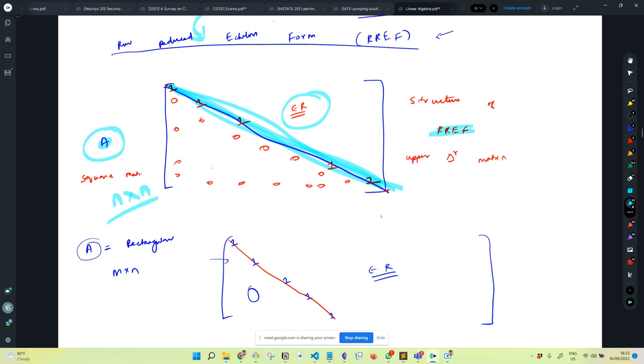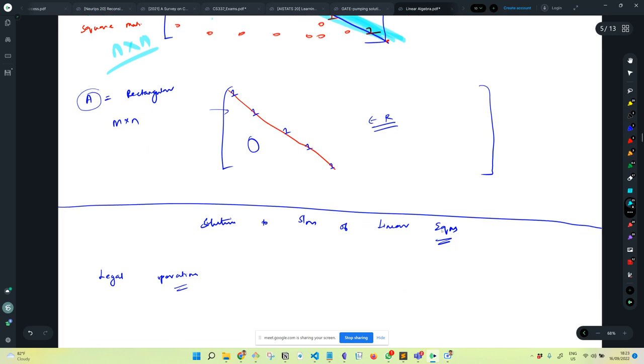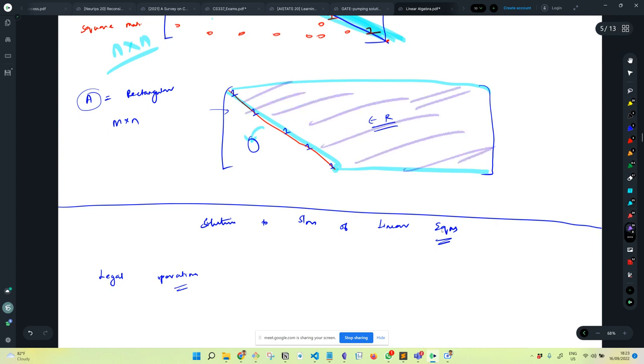Okay, so this is the story when A is a square matrix. Now, what will happen if A is a rectangular matrix? If A is a rectangular matrix, the leading diagonal will not span all the way till the bottom right corner of the matrix. If you draw the leading diagonal, it may stop somewhere in the middle. But still, our definition of RREF is consistent: the entries along the leading diagonal should be 1, entries below the leading diagonal should be 0, and entries to the right of the leading diagonal can be any arbitrary real number. This entire portion I'm showing in purple can be any arbitrary real number, but the portion I'm showing in red here should be all zeros.